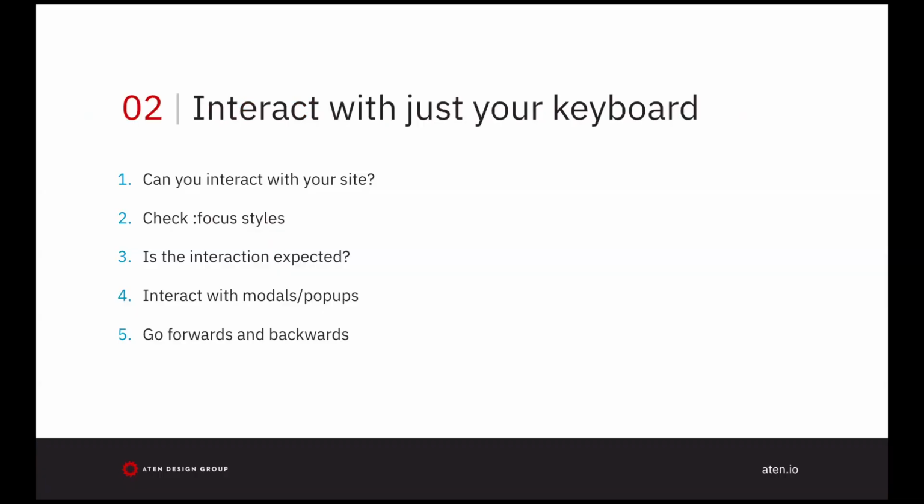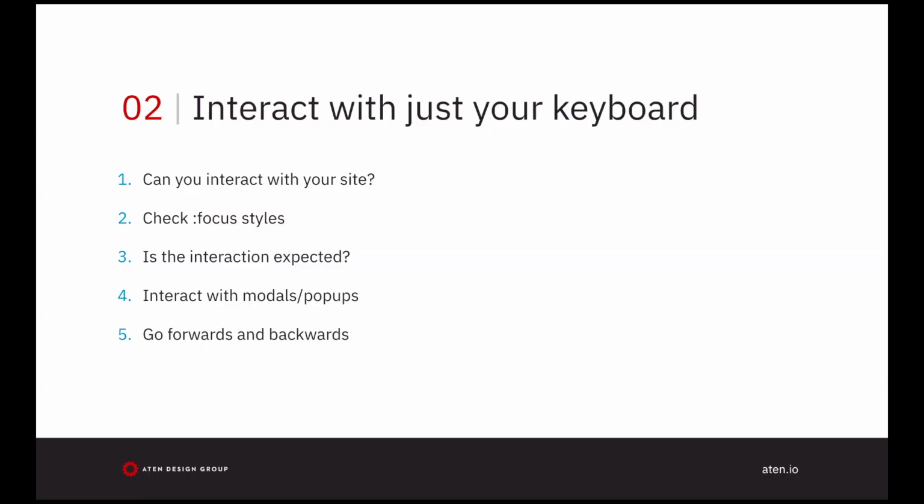Now that you've got a pretty high level of how each button is expected to interact, let's take a look at a checklist that you can use for when you're testing your site. So hopefully this is helpful. Can you interact with your site? This is, for example, you've reached a menu or a specific element within your page. Can a user engage with it or interact with it via the keyboard at all?